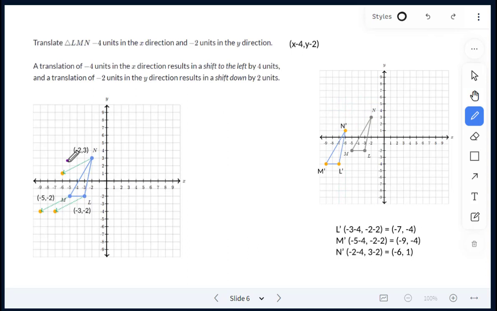Here's another example of just showing a translation. So we have our original triangle LMN.